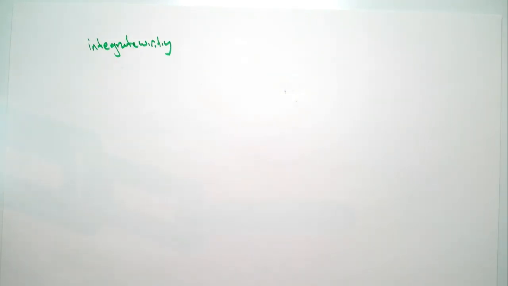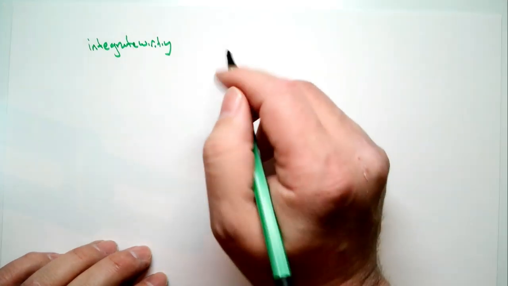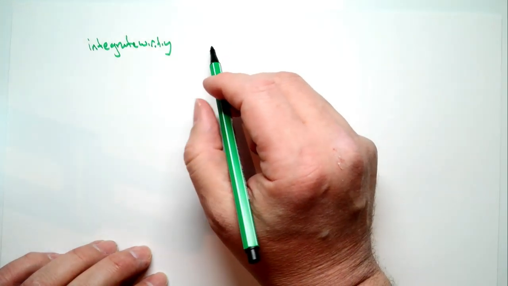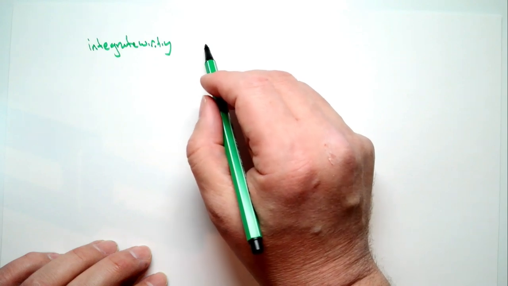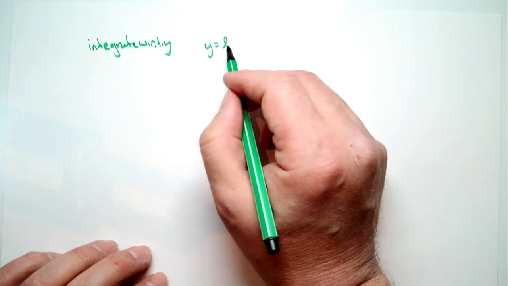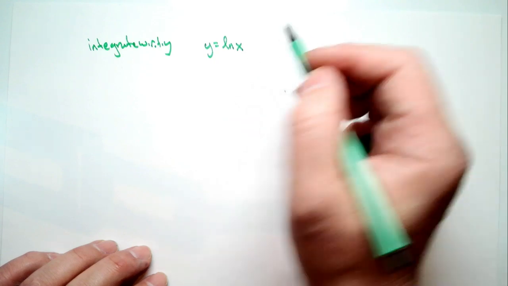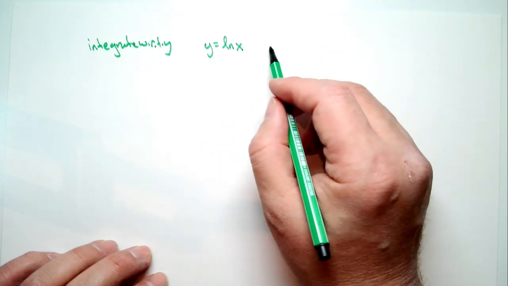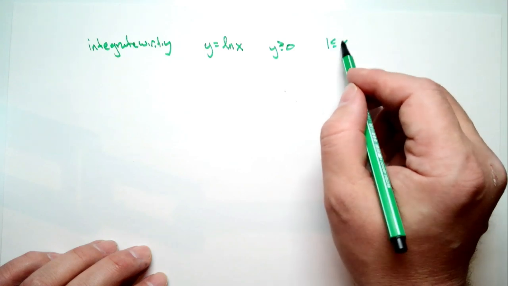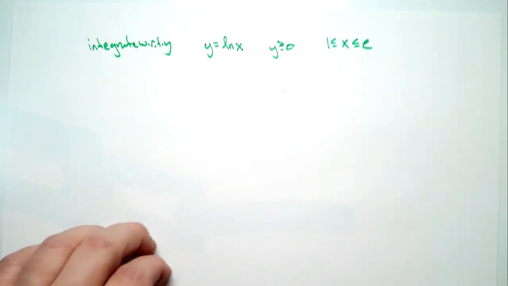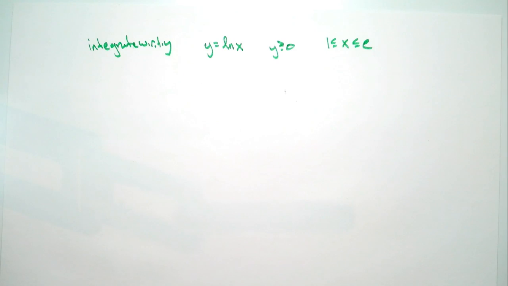So we'll just make some curves up here. So suppose we have, let's do y equals natural log of x, y greater than or equal to 0, 1 less than or equal to x, less than or equal to e. And suppose I said this is the region we want to find.